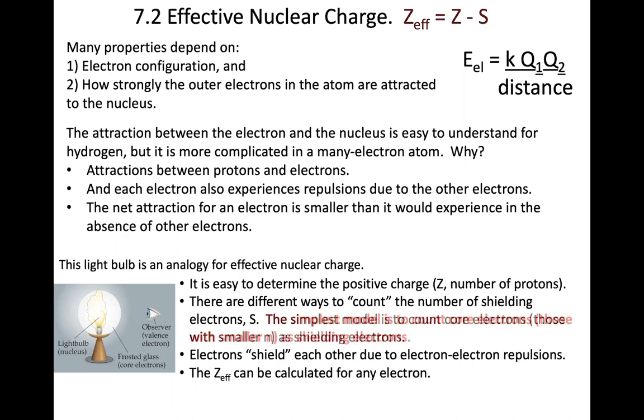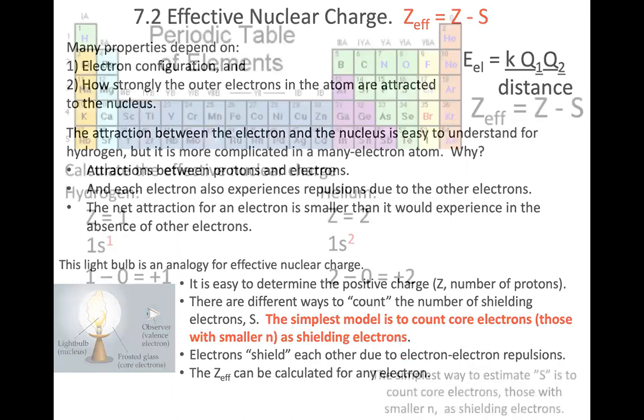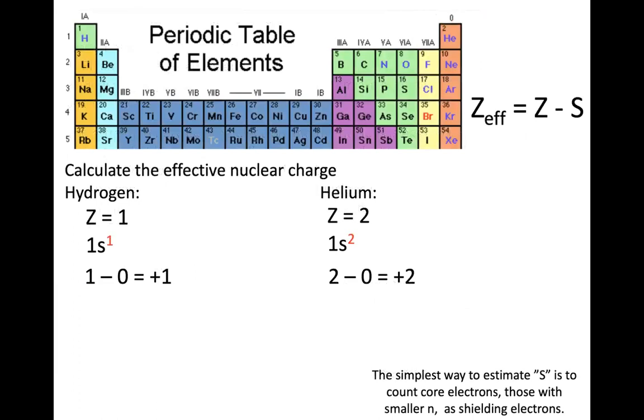The simplest approach for us is we're going to count the core electrons, which are those with a smaller n value, a smaller principal quantum number. Those are going to be the shielding ones. They're going to shield other electrons that are further away from the nucleus. And we can calculate this effective nuclear charge for any electron that we want in the atom. So I'm going to work through a couple examples here. Let's see if you can follow through this.